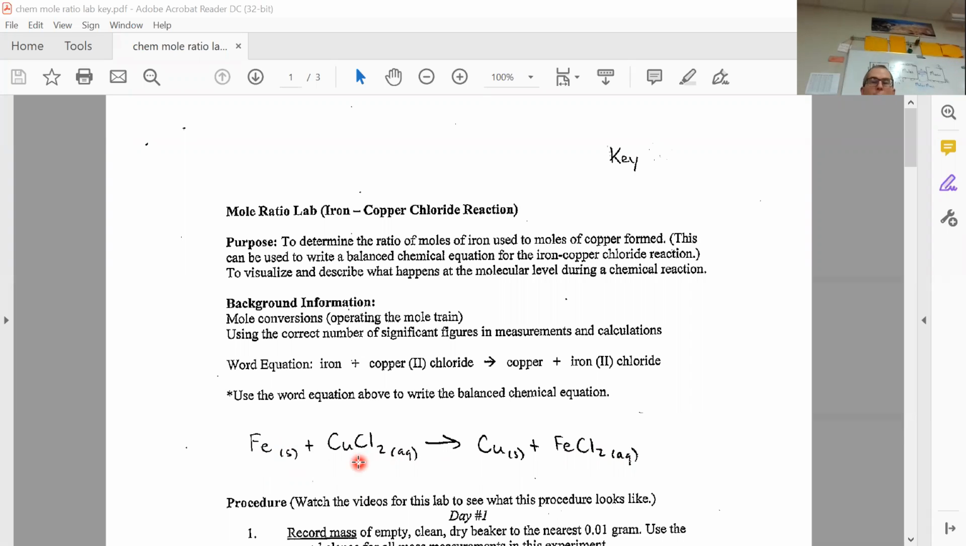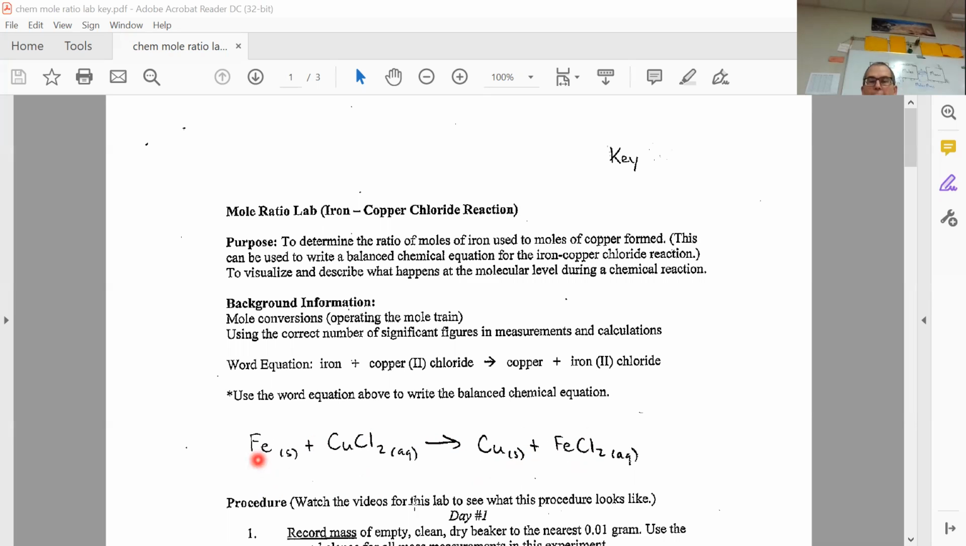The copper chloride turned into a solution. Then we formed solid copper, and then this was a solution of iron chloride. So what happened is everything is balanced here. Copper is +2, iron's +2, Cl's -1. So everything combined in a 1 to 1 to 1 to 1 ratio.